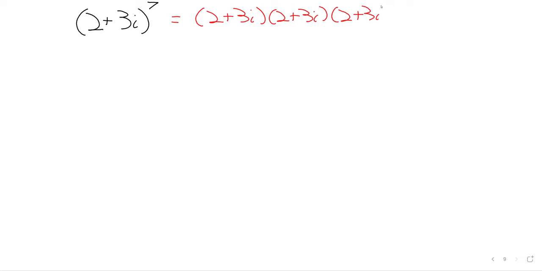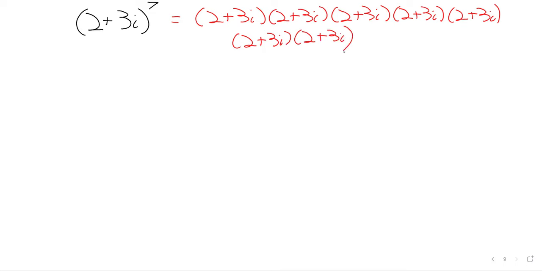So let's say we have 2 plus 3i, and we want to raise this to the 7th power. And we want to raise it to the 7th power without undergoing the immense tedium which would be this product. Torturously doing that multiplication by hand just sounds like the absolute worst. Fortunately, it is completely unnecessary.